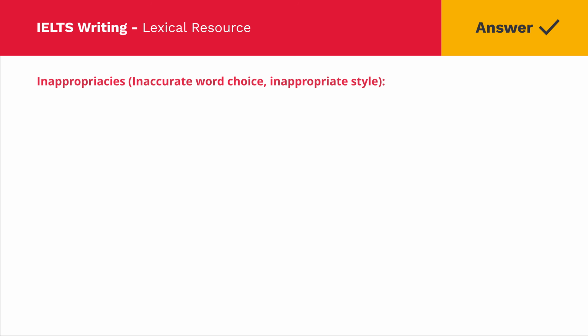The band descriptors mention inappropriacies. This is when a word is not suitable for the situation. For example, when you use an informal word when a formal word may be more appropriate, or if the word does not sound natural in that situation. There may also be inaccuracies in collocation. That is, when you use two words together that are not normally used together.